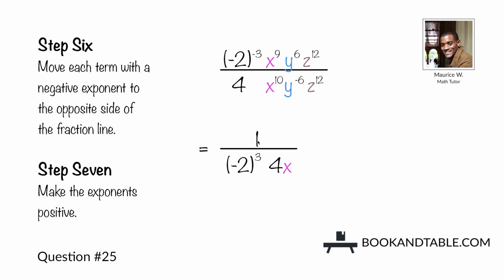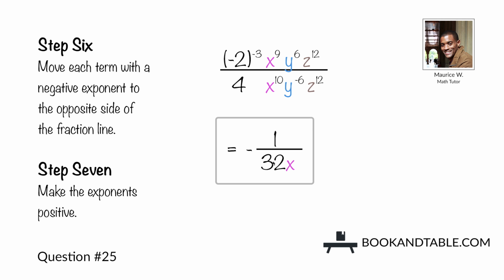So that leaves us with 1 over negative 2 cubed, which is negative 8. Negative 8 times 4 is negative 32. So the final answer to question number 25 is negative 1 over 32x.